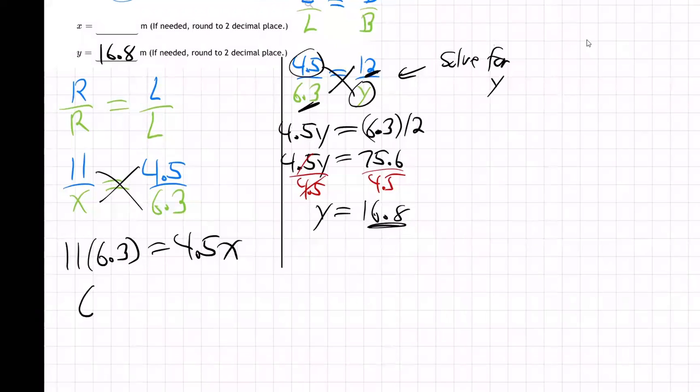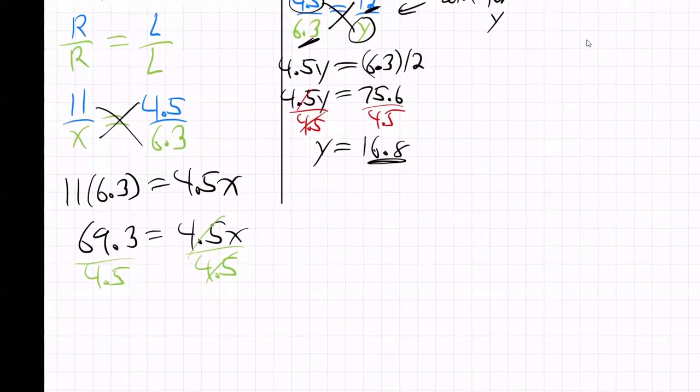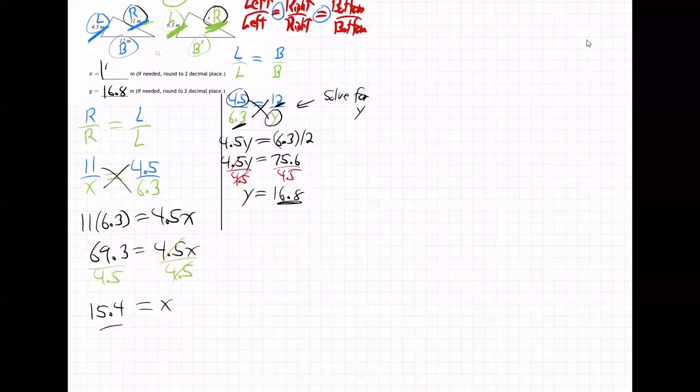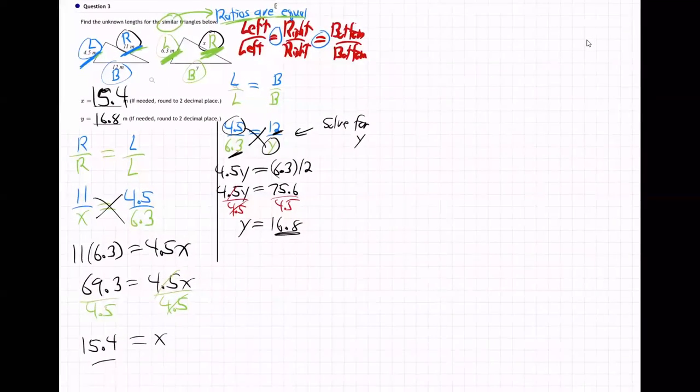And I'm getting 69.3 equals 4.5 times x. And then solve for x. Divide both sides by 4.5. And I'm getting 15.4. And so we got x, 15.4. We already had y. And so there we go.